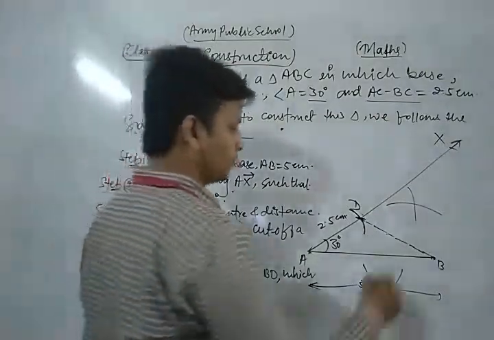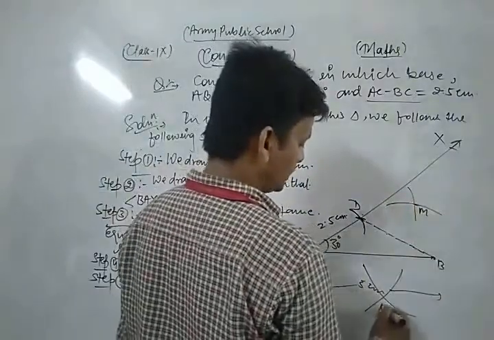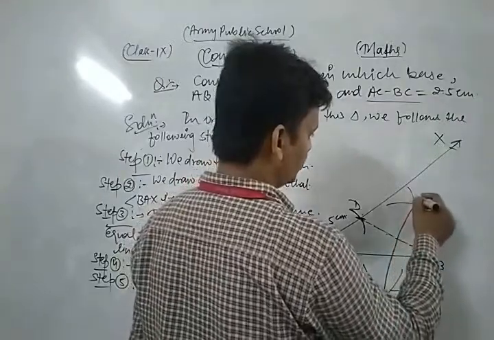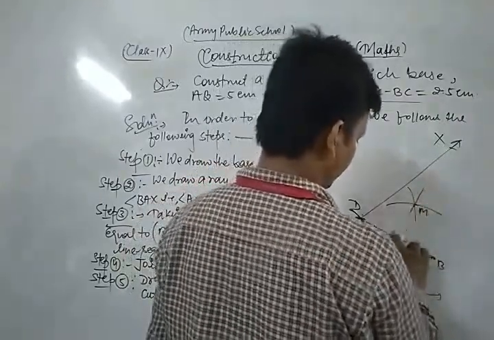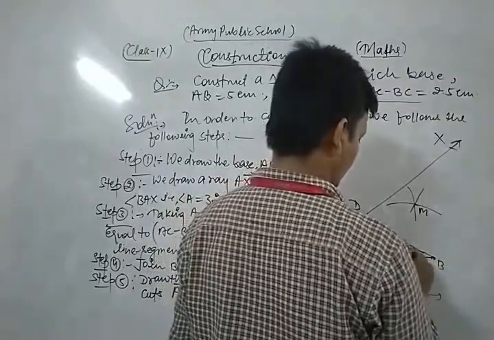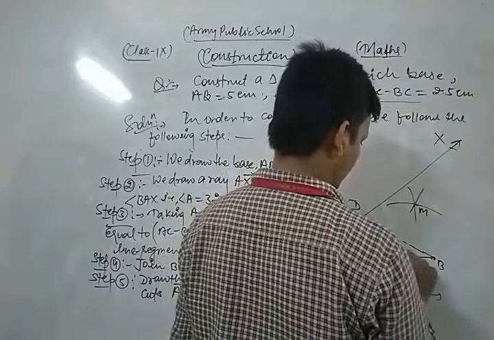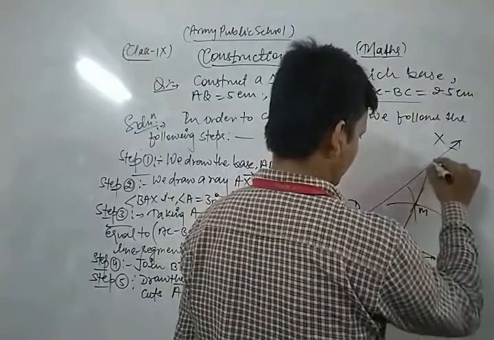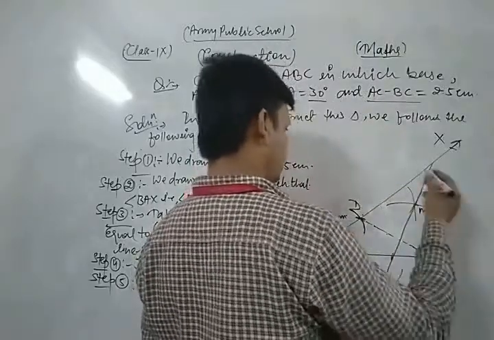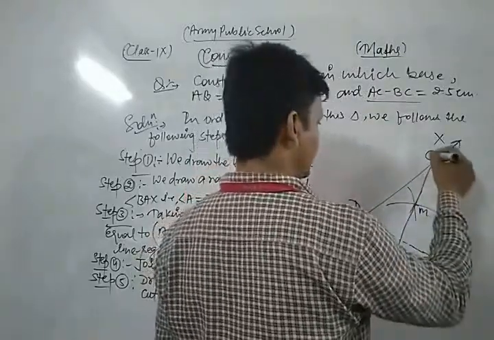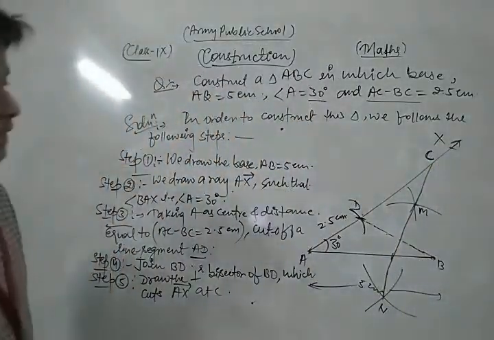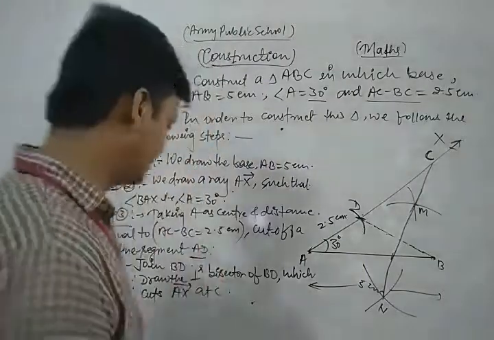Suppose these arcs cut at points M and N respectively. Join MN and produce it to a distance, which cuts AX at point C. Now what do I do? Now we join BC.